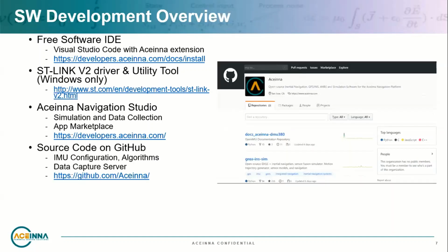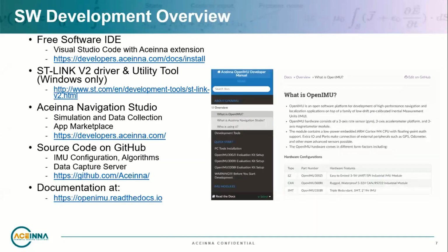We have source code available on GitHub for different applications and algorithms. All the source code is available, and you can change it according to your needs and requirements and upload it to the unit. And we do have data capture servers in Python that you can download and change as well. All the information about the OpenIMU, the different products that are available, detailed descriptions of the pin configurations, and how to get started with all the tools is available online at the web link.